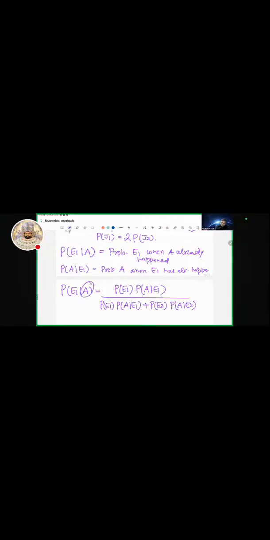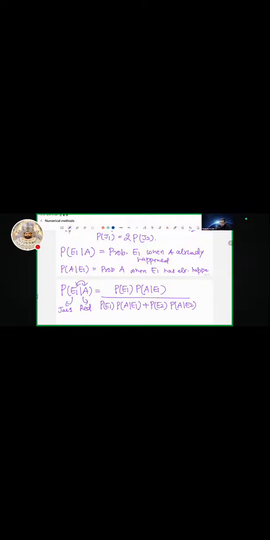This is what they were asking: what is the probability that you get E1, basically jar 1, if A has already happened? A already happened means a red ball was picked up. E1 means the ball came out of jar 1. So they are asking for the probability of E1 given A. The formula is that you multiply the probability of E1 by the reversed probability.